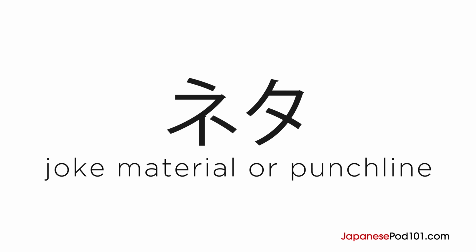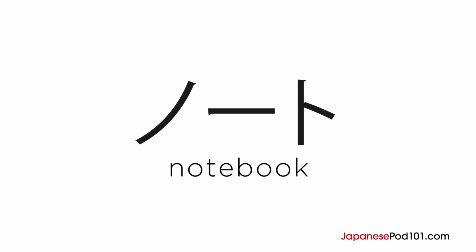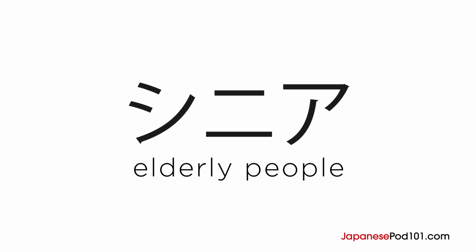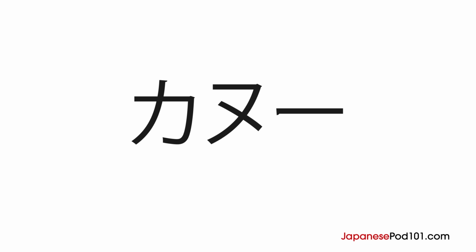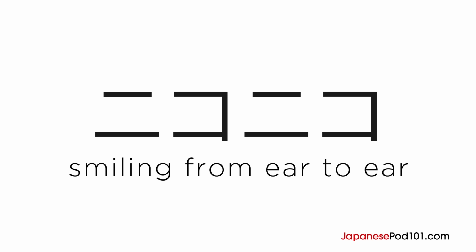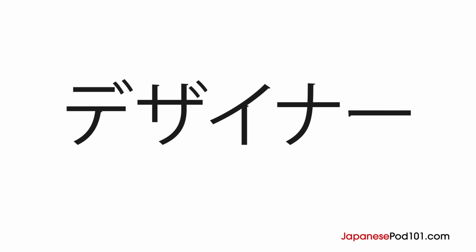Neta. This is the material or punchline of a joke. Noto. This actually means notebook. Shinya. This refers to elderly people. Kanu. It means canoe. Netto. This means the internet. Nico nico. This means smiling from ear to ear. Designer. It means designer.